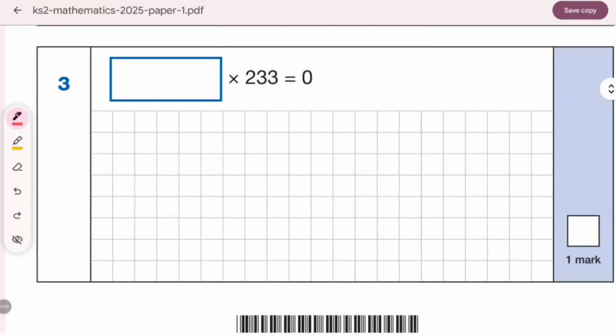Now in question number 3, it is asking: 233 multiplied by which number gives the answer 0? You know it very well, when we multiply 0 by any number we get 0. So the correct answer for this question will be 0.